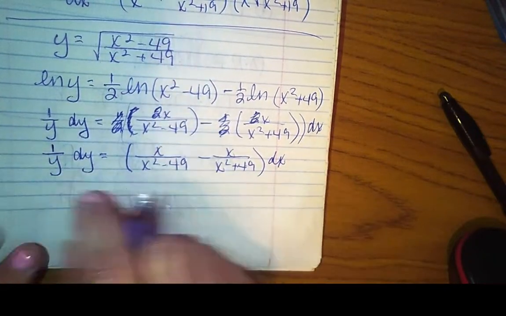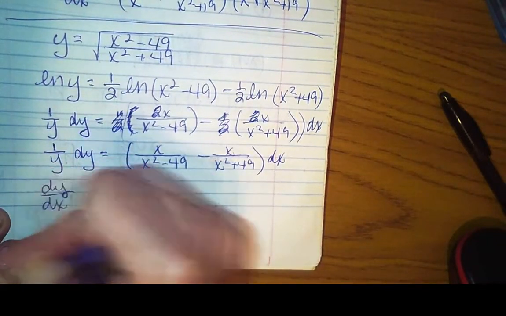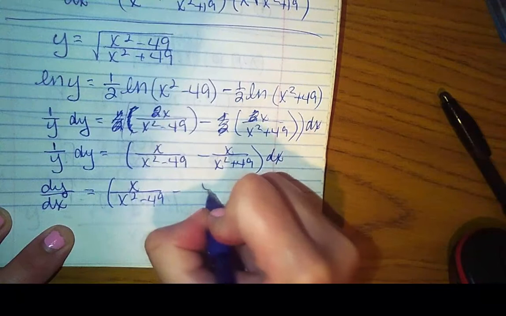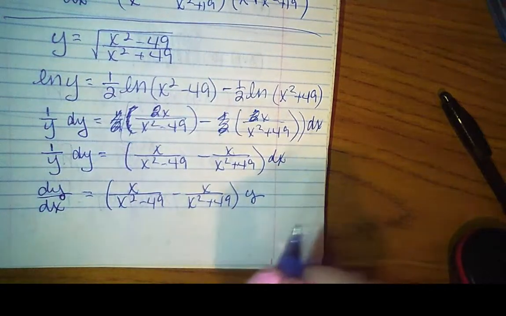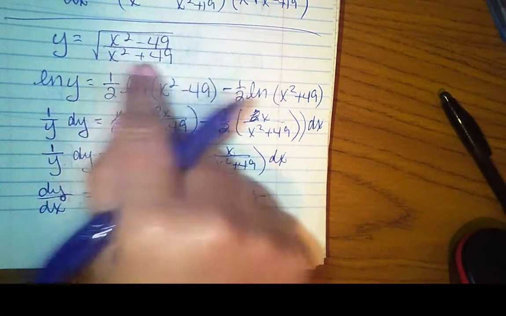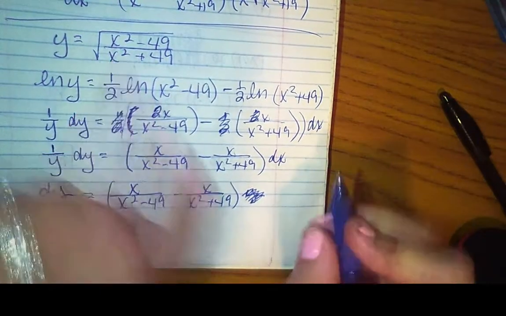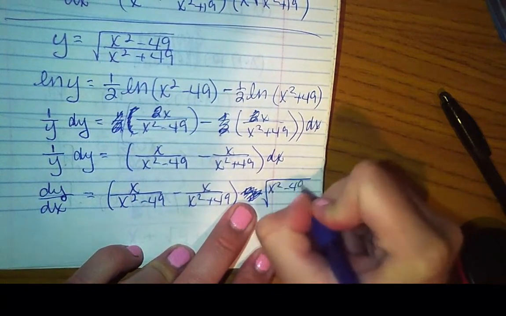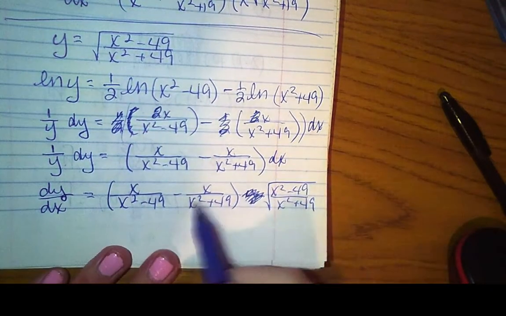All right, divide both sides by dx, multiply both sides by y. So now I've got dy dx equals x over x squared minus 49 minus x over x squared plus 49 times y. Except I don't want to have two different variables on the right. And so do I know what y is? I do. It's right here. And so instead of writing a y right there, I'm going to substitute this in for it. So that means this is times the square root of x squared minus 49 over x squared plus 49. And that's your answer. So this is multiplication.